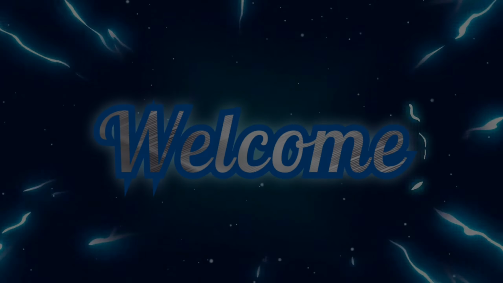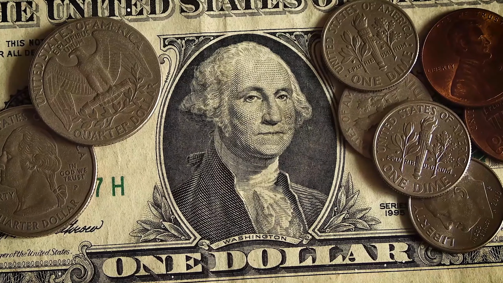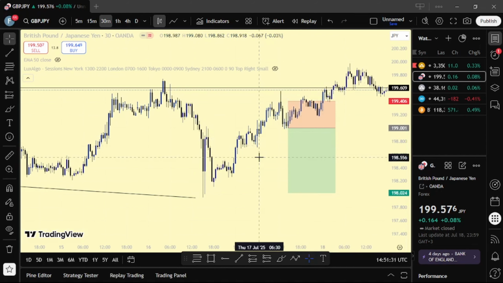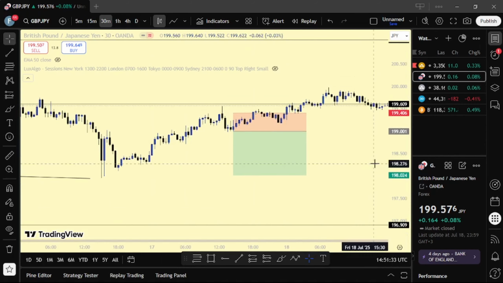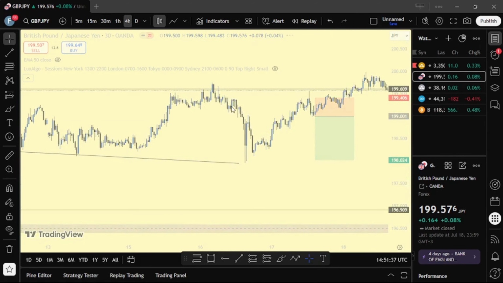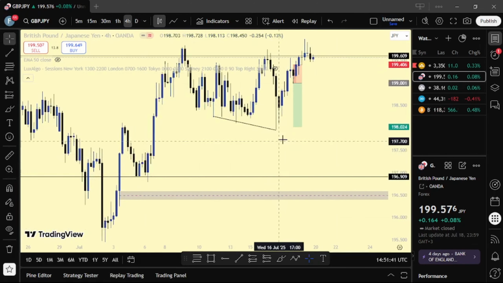So welcome guys to another episode of 0 to 100 Effects. I lost some money on this one. I had put a risk to reward of 1:2.41. Although I got a loss in this one, I realized something. First of all, this was a counter trend trade. As you can look in the 4-hour time frame, you can see that price is making higher highs and higher lows.